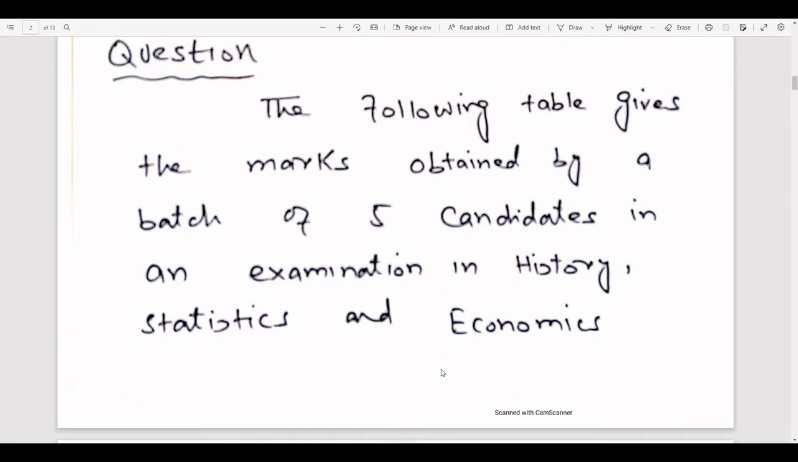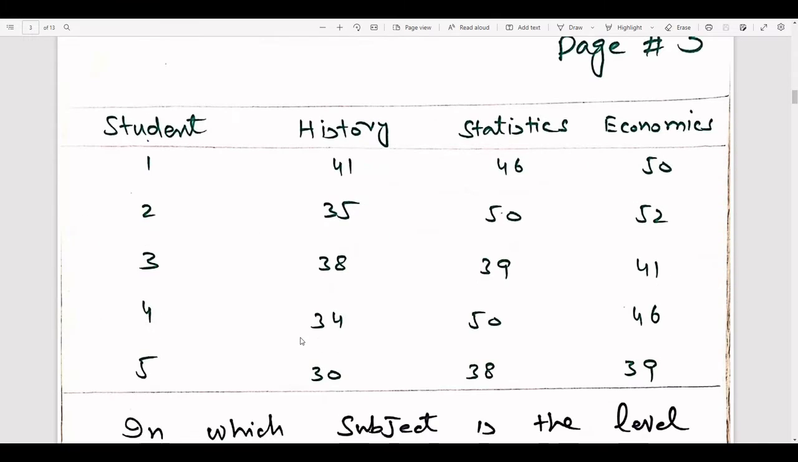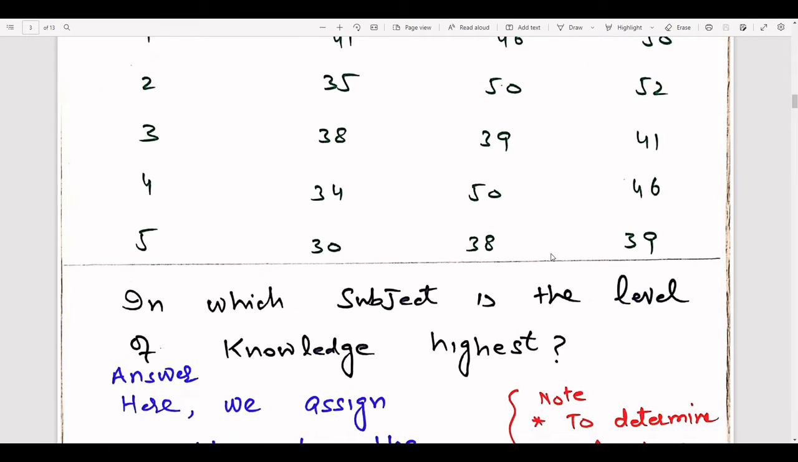Next question is, the following table gives the marks obtained by a batch of 5 candidates in an examination of history, statistics and economics. So here we have a data set, 5 students and 3 subjects. These are the results of students in history, statistics and economics. In which subject is the level of knowledge highest? Now your task is what you want to calculate.